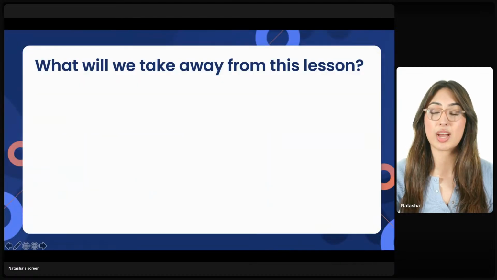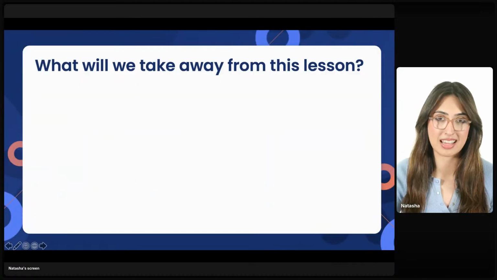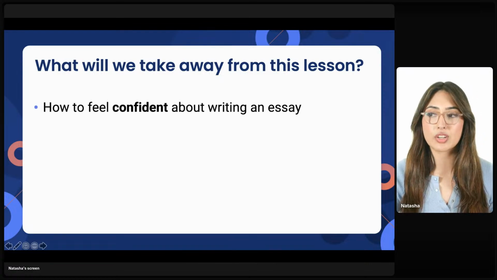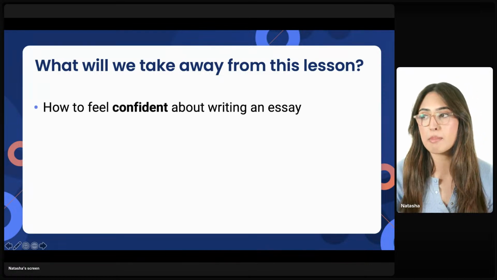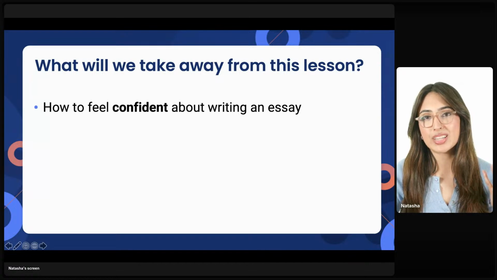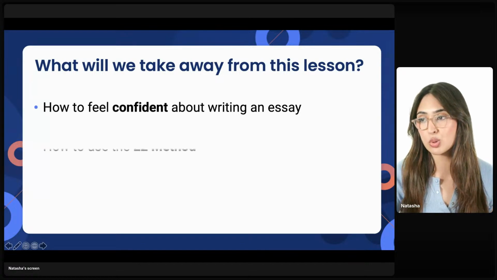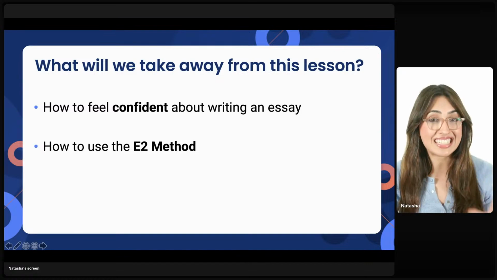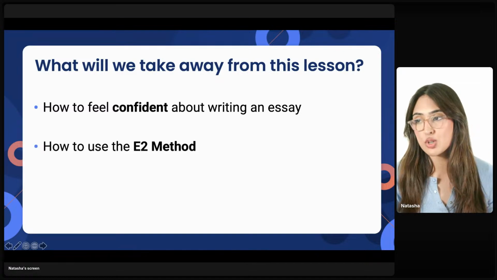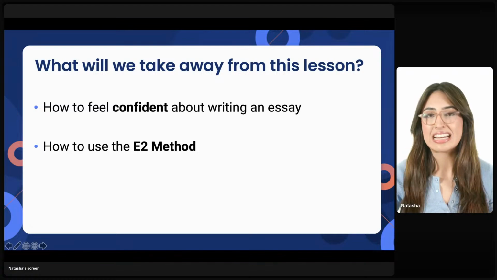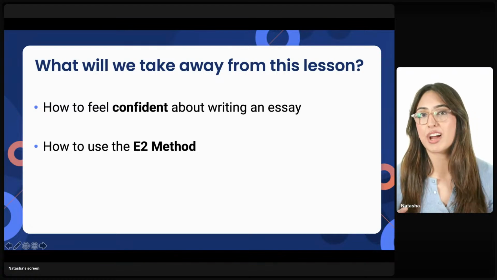Now let's look at what we will take away from this lesson. We're going to learn today how to feel confident about writing an essay. We're going to give you the tools to do this, and one of those important tools is how to use the E2 method. This E2 method is going to help guide us step by step in writing a great essay.